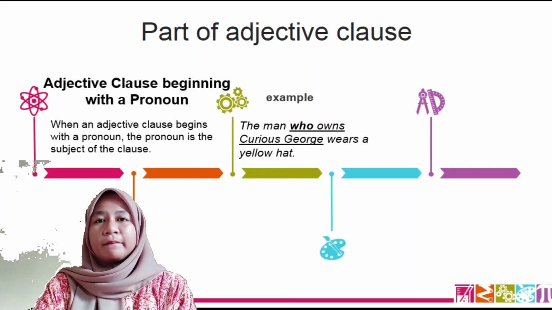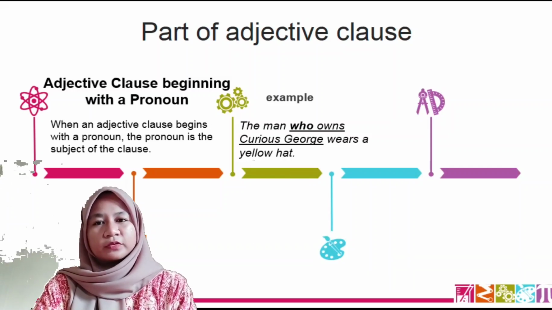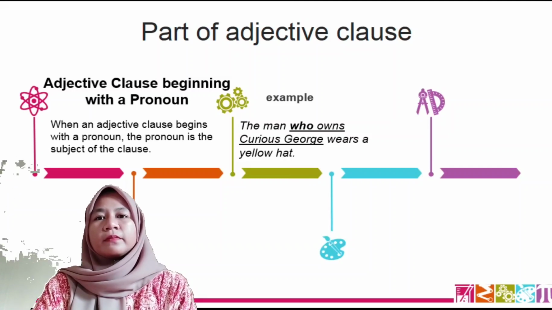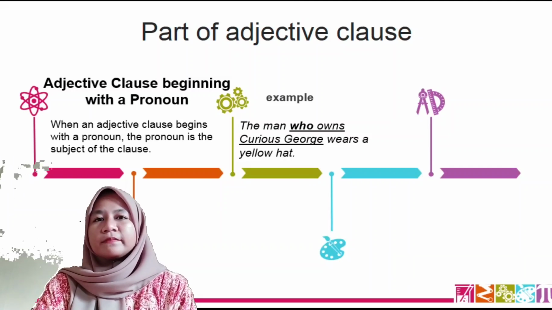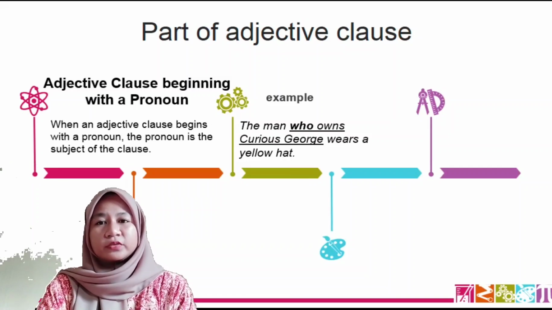In this example, who is a pronoun and the subject of the adjective clause. The clause describes man, which is the subject of the main clause: the man wears a yellow hat. Owns is the verb, because it is the action that who is doing.